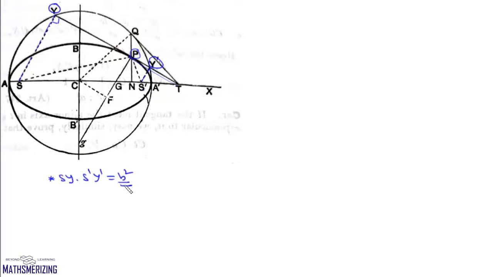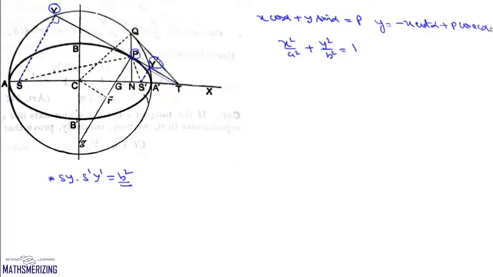Now one way of solving this question can be, we can say, suppose equation of tangent is x cos alpha plus y sin alpha, and this is equal to say p. Now this line, it is tangent to ellipse, which is x square upon a square plus y square upon b square equals to 1. So we'll put this line in terms of y equals mx plus c. We can write y equals minus x cot alpha plus p cosec alpha.